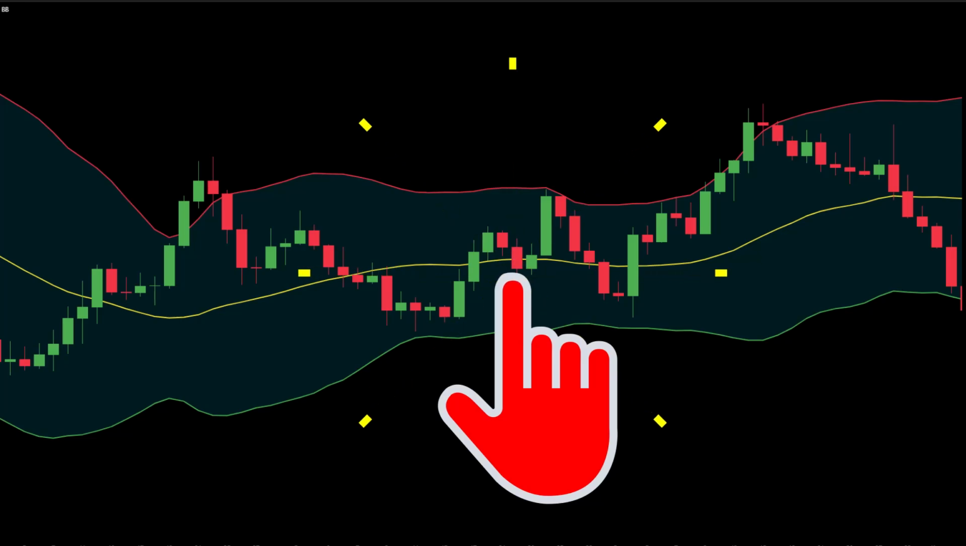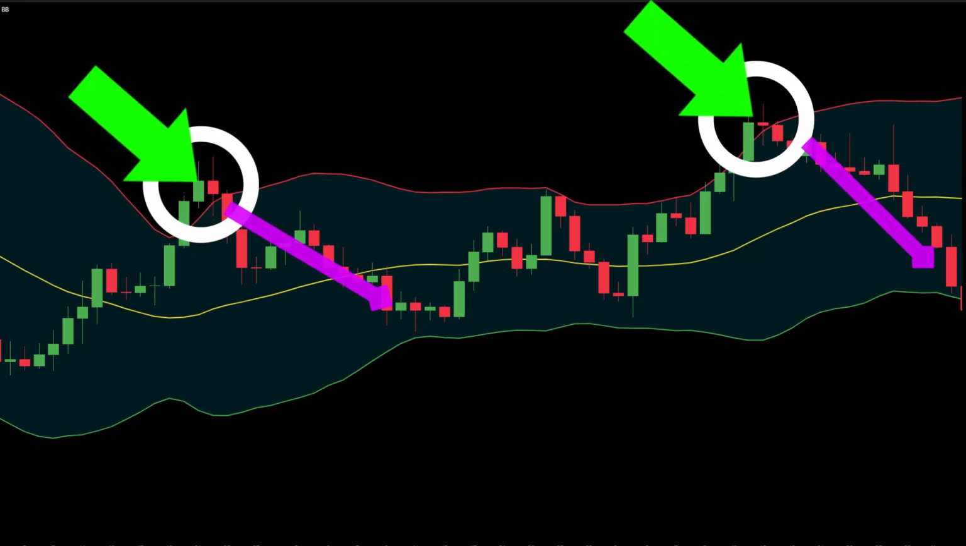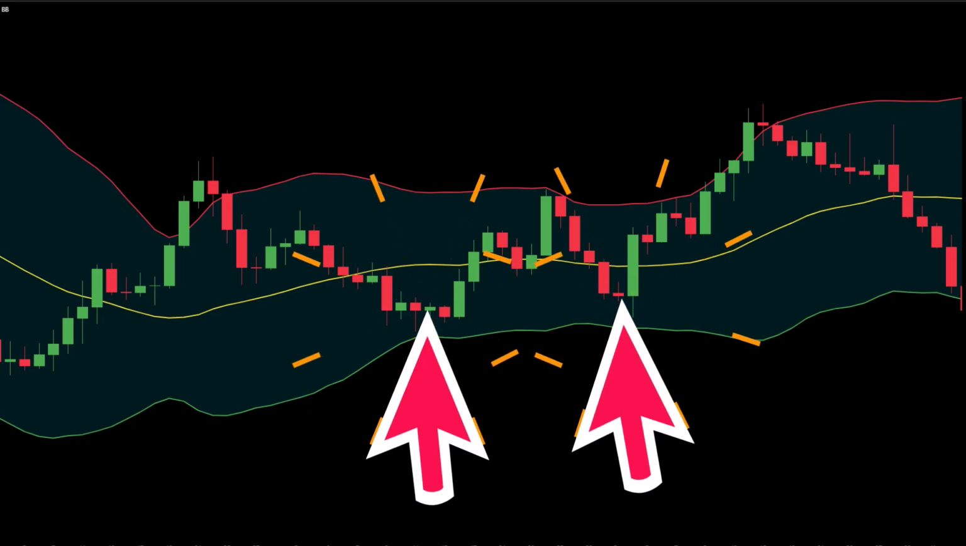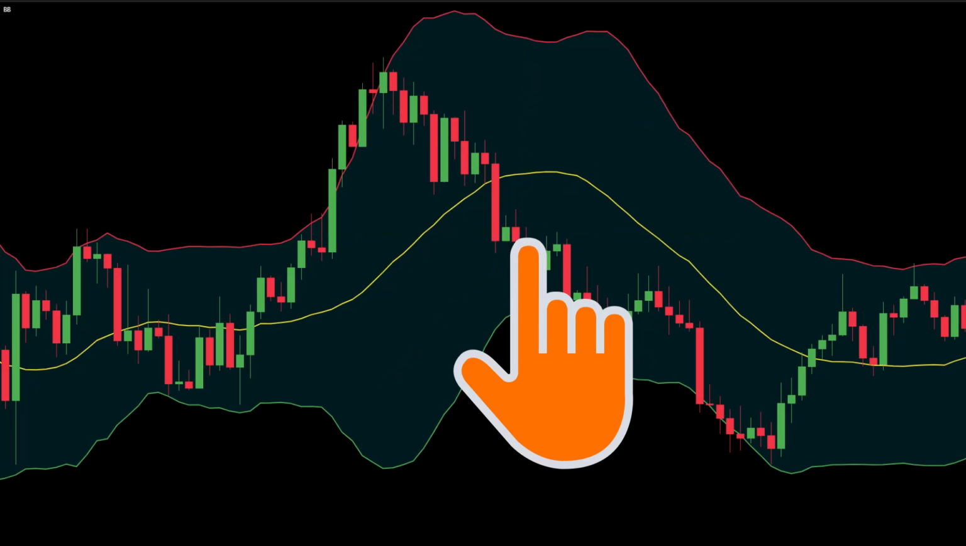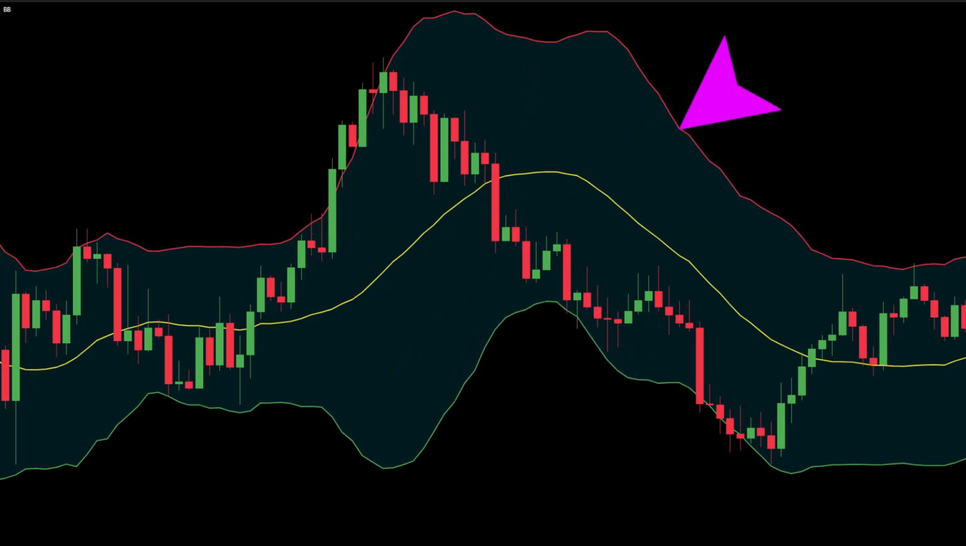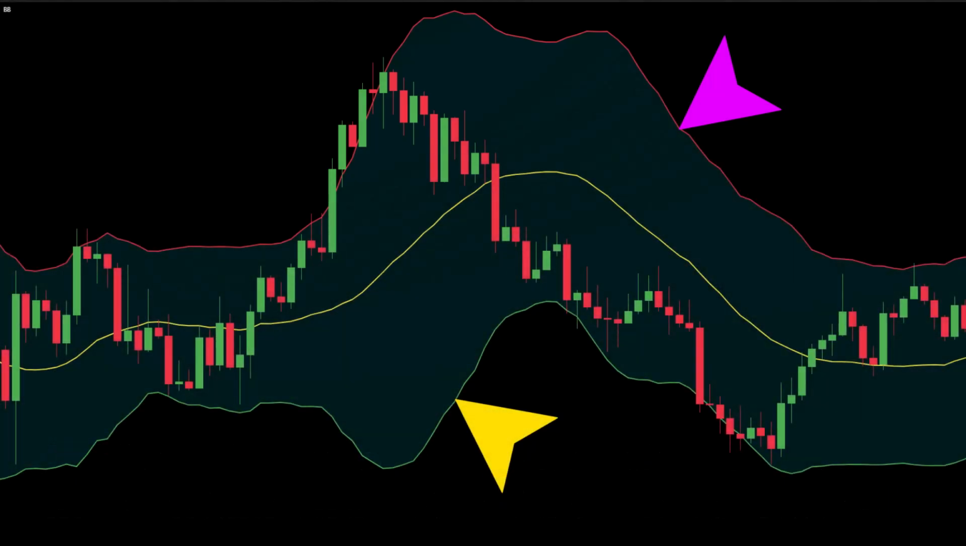In low volatility environments, the bands contract and become extremely narrow, with price moving sideways within them. During these periods, price tends to bounce between the upper and lower bands, staying within their range. When the price closes above the upper band, it often reverses downward, and when it closes below the lower band, it tends to reverse upward. In high volatility environments, the bands expand significantly, and price moves aggressively near either the upper or lower band. This widening of the bands signals strong momentum and potential trend formation. By understanding how Bollinger Bands react to volatility, traders can better anticipate market conditions and adjust their strategies accordingly.